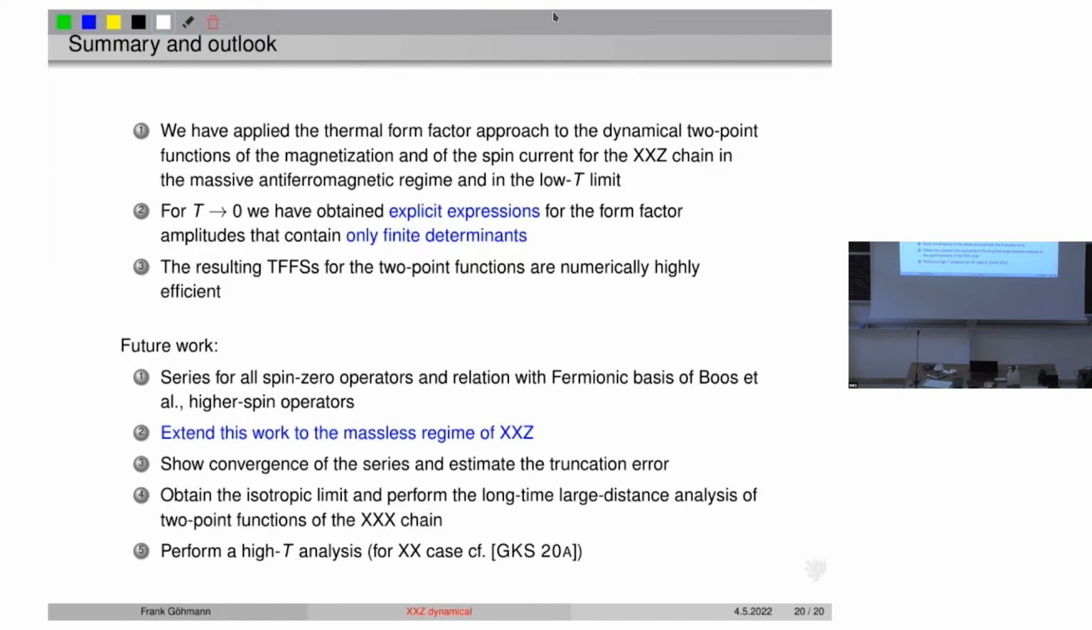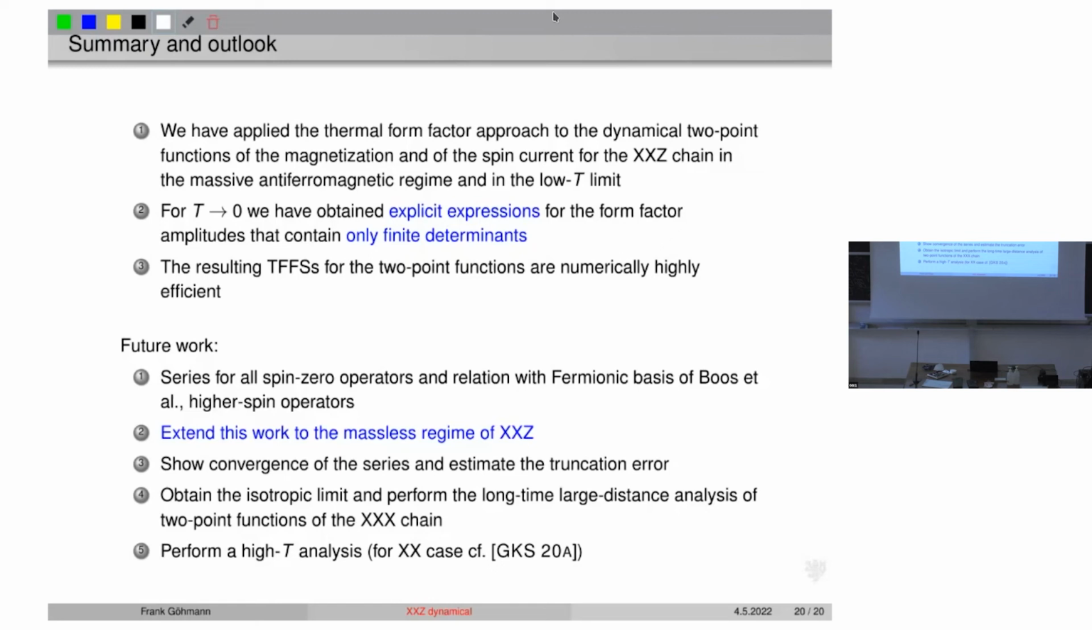And finally, there is of course much to be done, and this is hopefully just the beginning of something. The future work we want to do is, first of all, in this line, there will be a series of all spin zero operators, and we have to calculate the function omega and look at the relation with the fermionic basis approach of Boos and others. And then, of course, the next step will be to extend this to higher spin operators. Then this universal part will change.